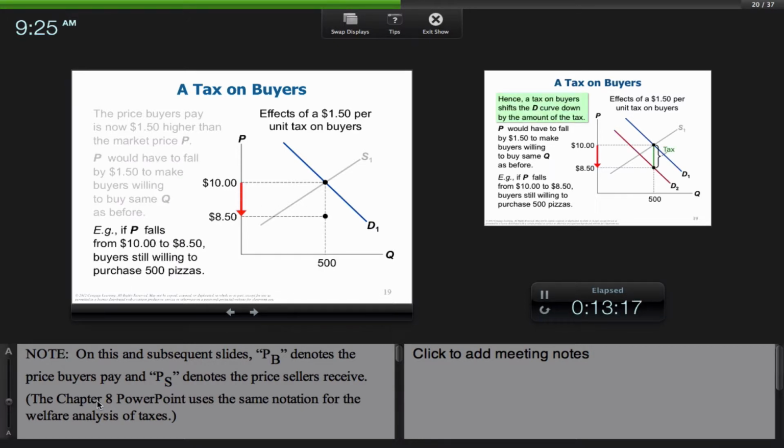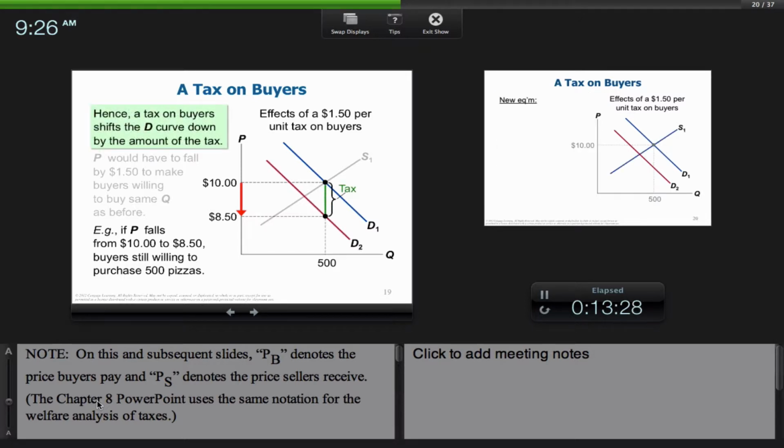That's what that looks like. This right here, this gap between the 10 and the 8.50 is tax. So the demand curve ends up getting shifted down by the amount of the tax. Are you with me so far? Equilibrium quantity, but we have altered equilibrium price.